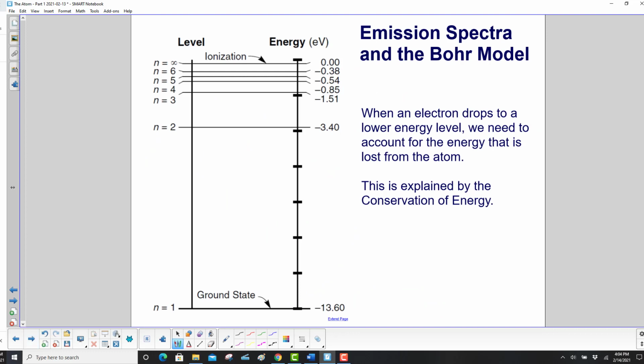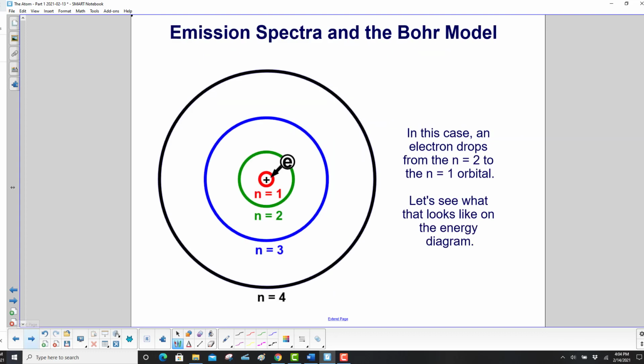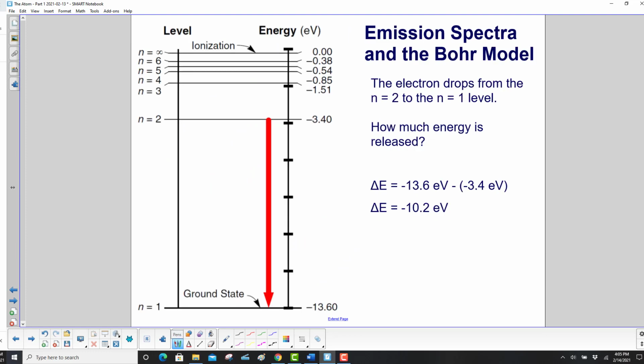When an excited electron drops to a lower energy level, if you go from n equal 2 to n equal 1, we need to account for the energy that is lost from the atom. This is explained by the conservation of energy. In this case, we have an electron dropping from the n equal 2 orbital here in green, and here's your electron, drops down to n equal 1, getting closer to the nucleus. Let's see what that looks like on the energy diagram. The electron drops from the n equal 2 level down to the n equal 1 level. That's that arrow there. How much energy is released?